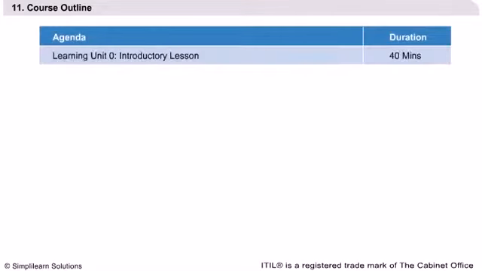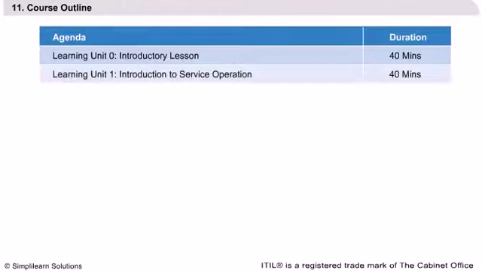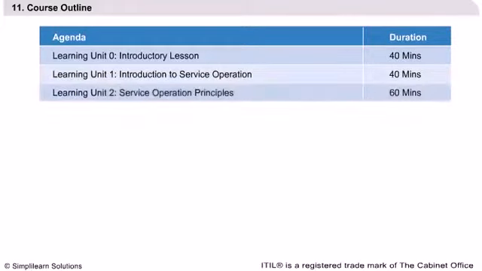Let me give you an overview of all the learning units of this tutorial. In all, we have 9 learning units including the introductory lesson, which we will be completing in a few minutes. Let's look at the other learning units now. Learning Unit 1 is about Introduction to Service Operation. This unit covers topics on the purpose, objectives, and scope of service operation, the value to the business, the context of service operation in the ITIL service lifecycle, and the fundamental aspects of service operation and the ability to define them.